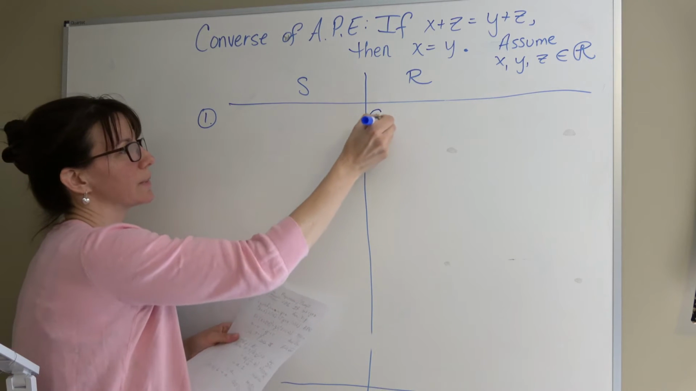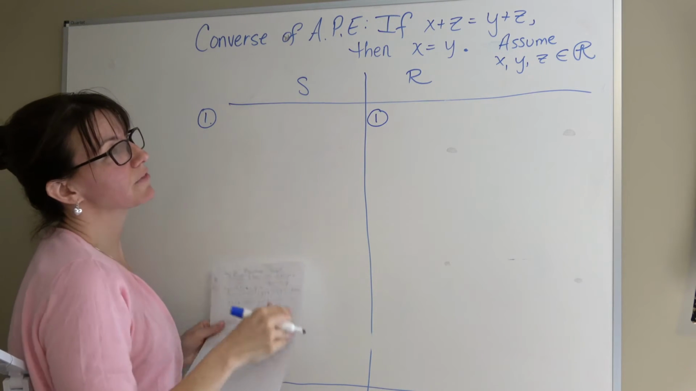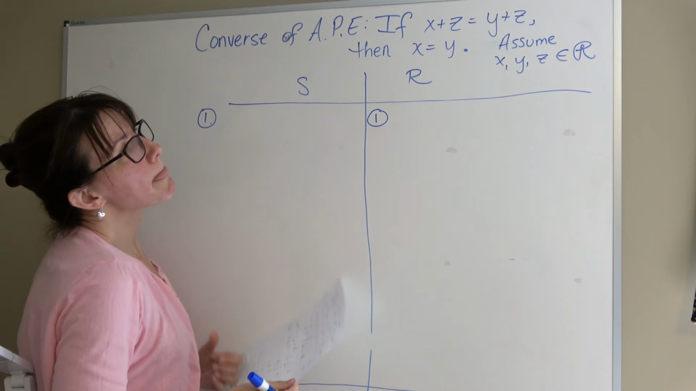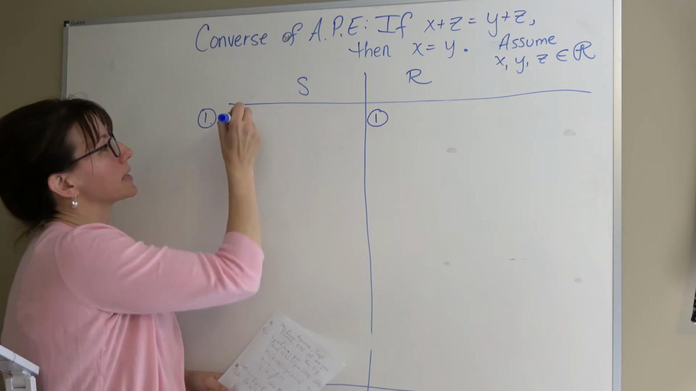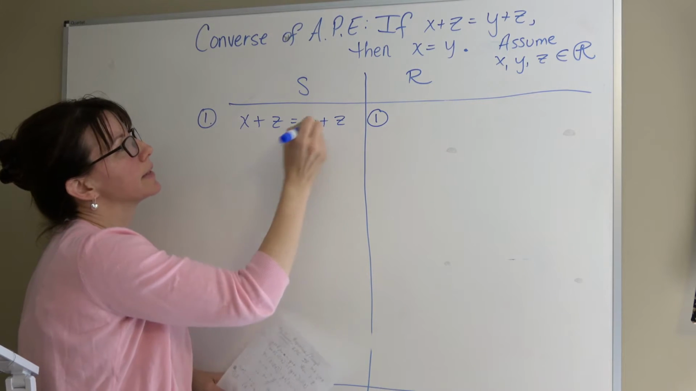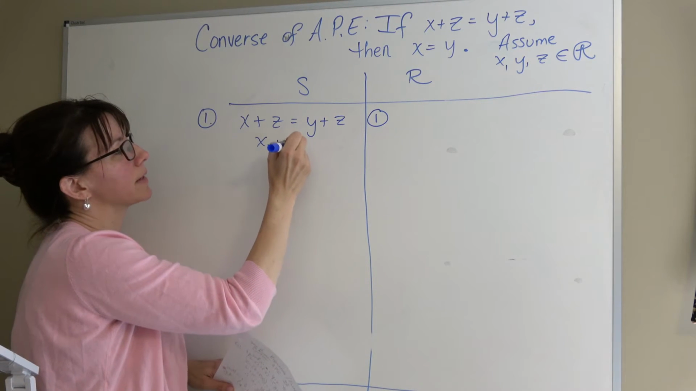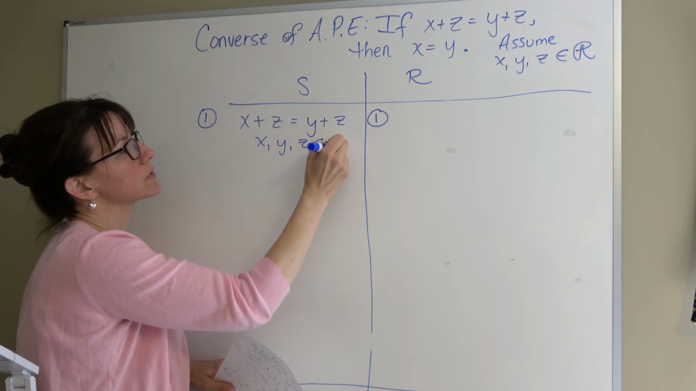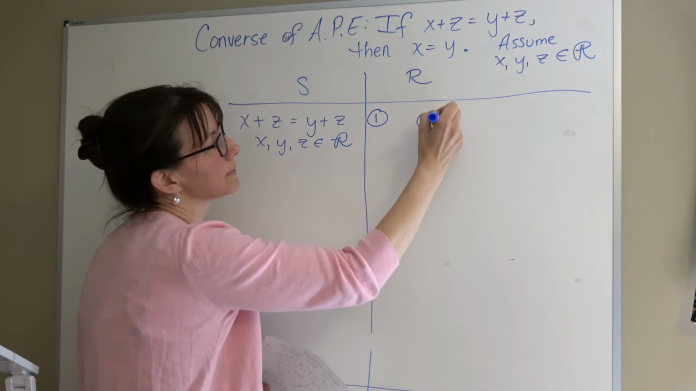So just like in geometry, you're going to start off with what's given, the if part, and that is that x plus z is equal to y plus z. And we also know that x, y, and z are real numbers, and that's given.